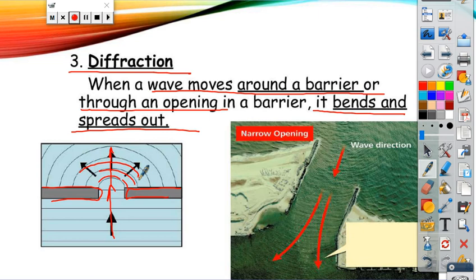So if you'll please draw in your notes two barriers, waves coming in, and then waves spreading out. This is diffraction. And you can see the wave is coming in, and then it hits the barriers, and then it causes it to spread out around jetties or inlets.